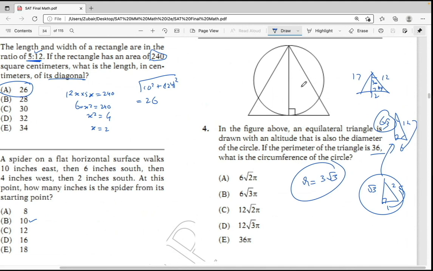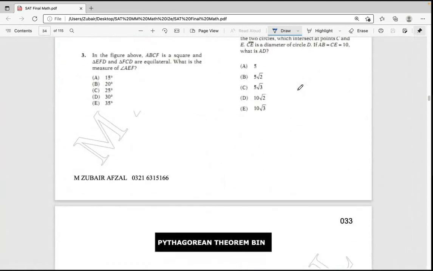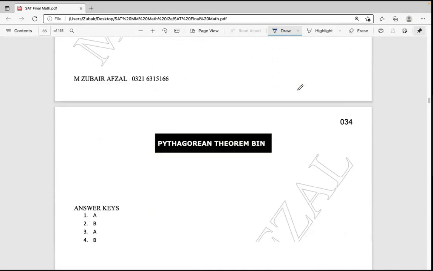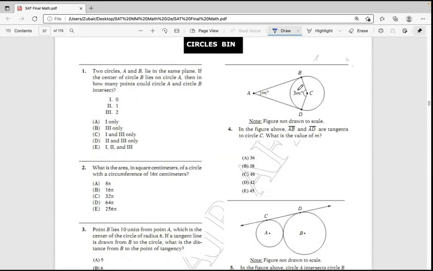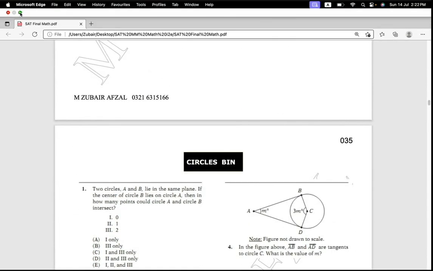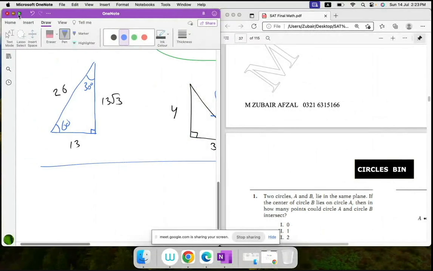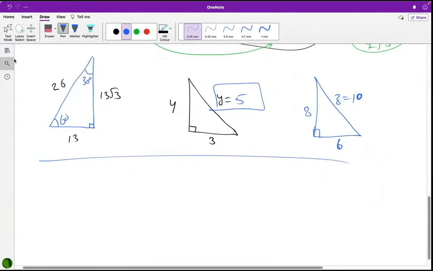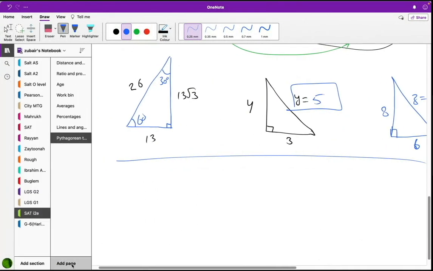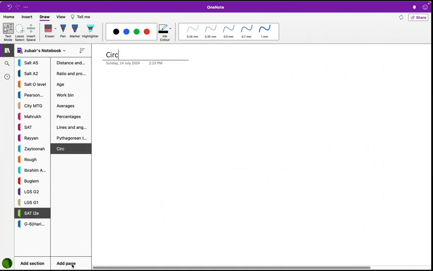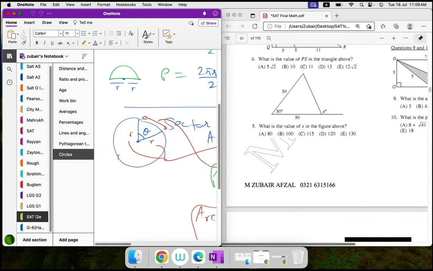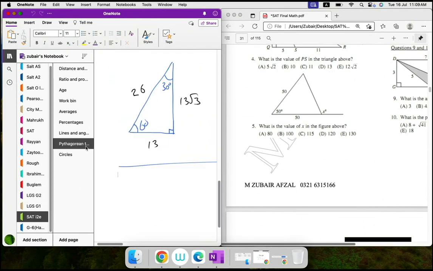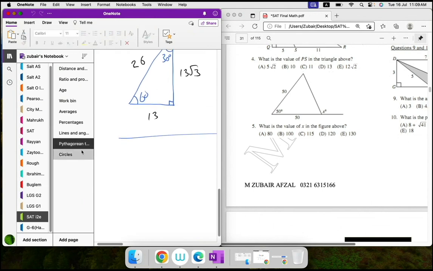Let's try circles. I'm leaving a few questions for practice, and the next topic is circles. A very quick recap of formulas. Okay, yes, we did the triangle 30, 60, 90. Fine. Just had to make sure.